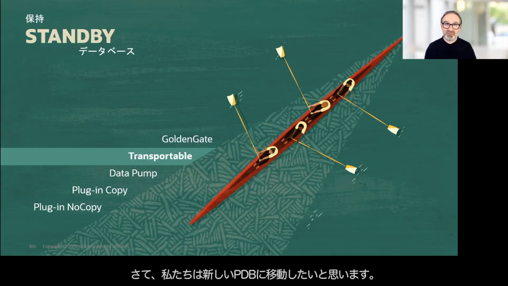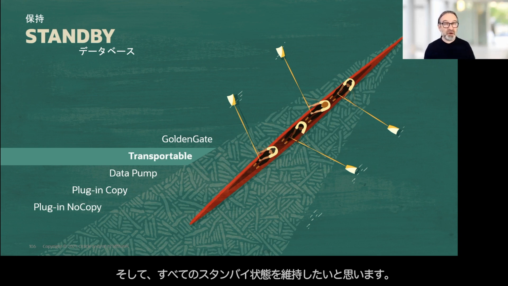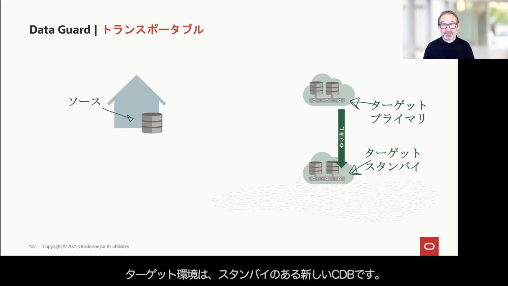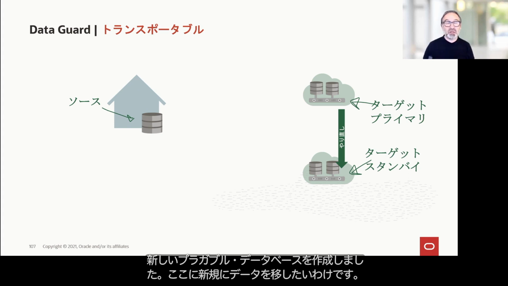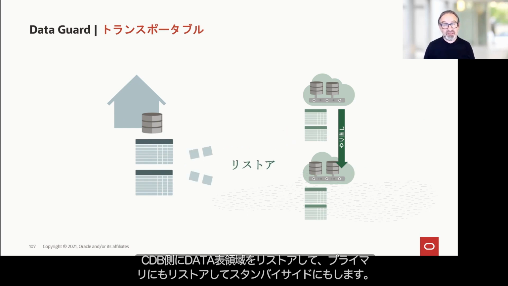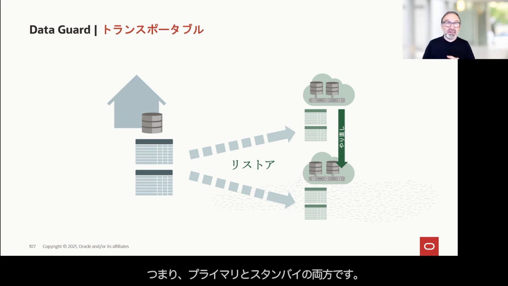Now we would like to transport into a new PDB, and we would like to keep our standby in shape. So I have my source. Let's say it's on AIX. I have my target environment, my new CDB with a standby, and I already created, maybe it's on Linux, a fresh pluggable database, because this is the pluggable database I would like to transport into. So my tablespaces, I have all of them here. What do I do? I restore my data tablespaces to the CDB side, and I restore them also to the standby side. So it goes primary and standby.